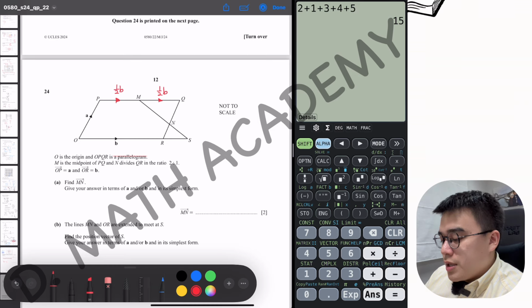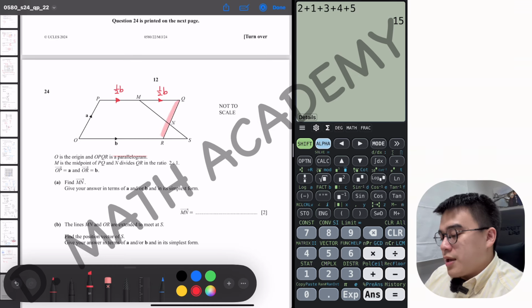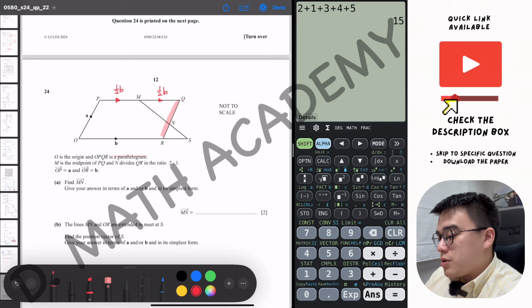OR is B, making it follow the ratio of 2 and 1.